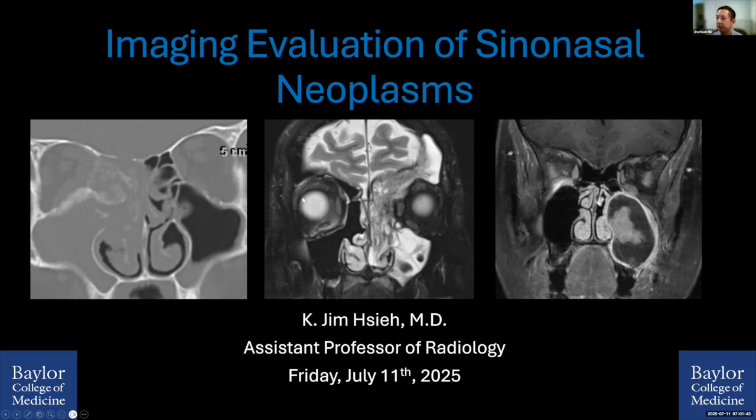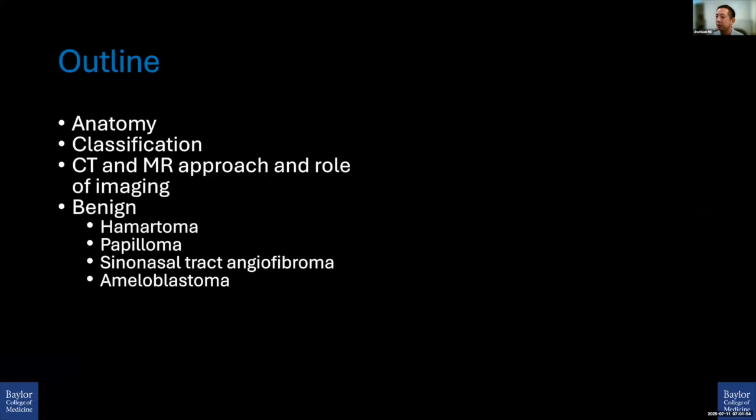Today, my talk is going to be on imaging evaluation of sinonasal neoplasms. Pretty dense topic. Hopefully, I can keep it interesting. Going to try to keep it image rich. I'm going to go over first anatomy of the sinonasal, paranasal sinuses, go through the two different classification systems that have been proposed recently. These masses are typically initially evaluated with CT and MRI, and I'll go over an approach and the role of imaging.